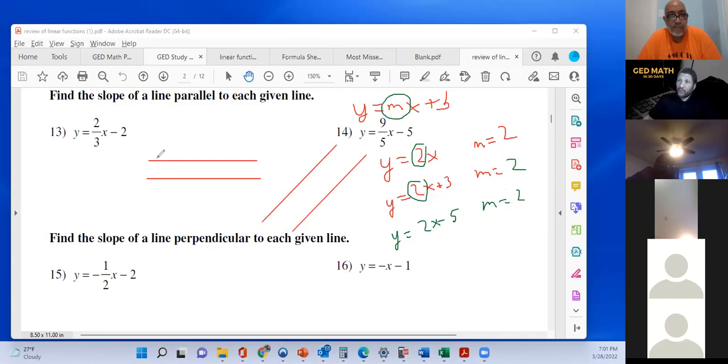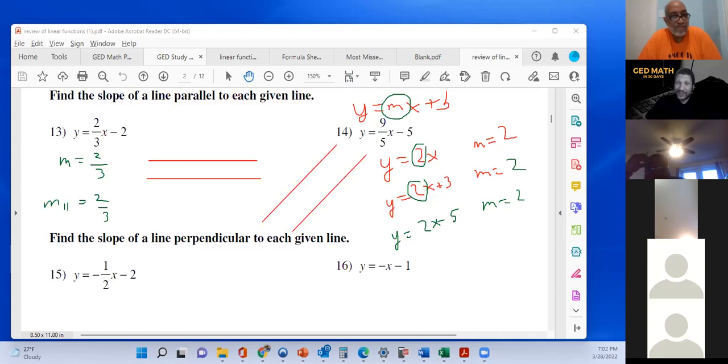So let's look at number 13. What's the slope of number 13? 2/3. What's the slope of any line that's parallel to this line? 2/3. That's simple. So if they asked you in an exam, what's the equation of a line that's parallel to this, you're looking for the equation that has the same slope. Always the same.